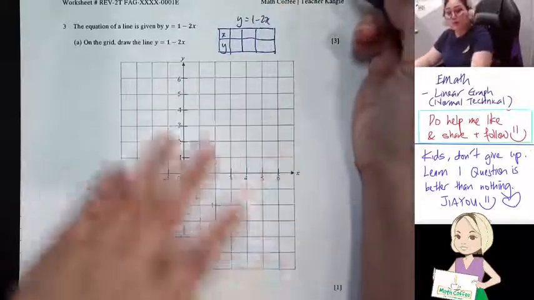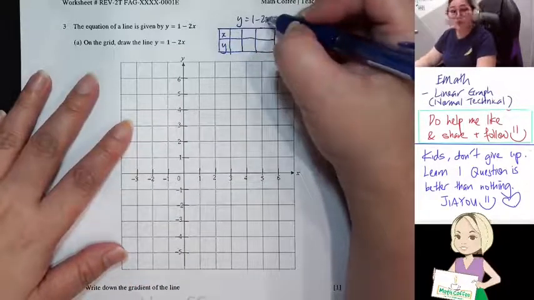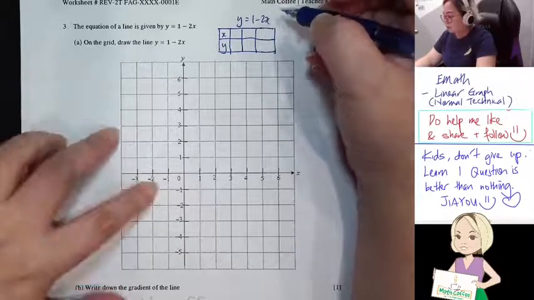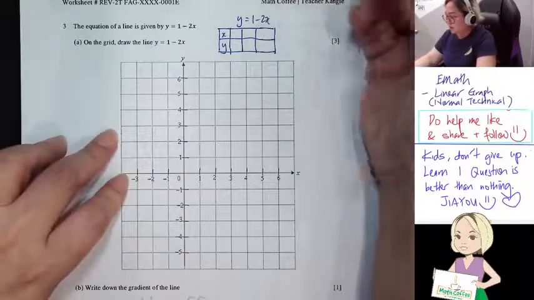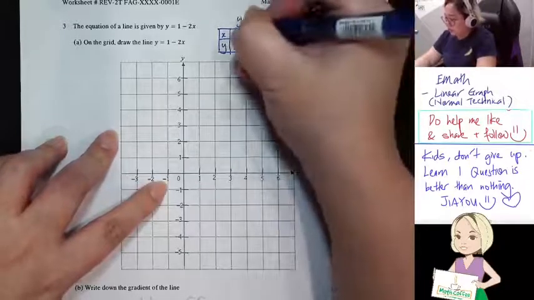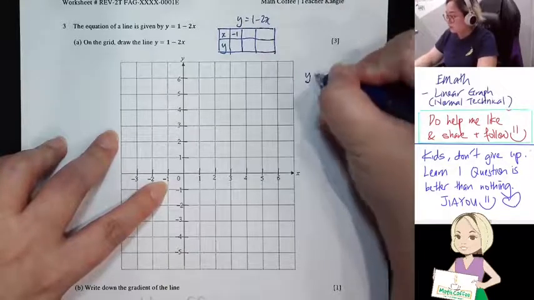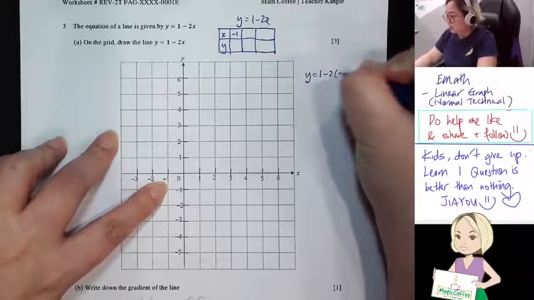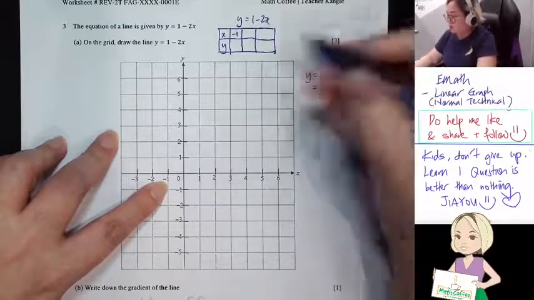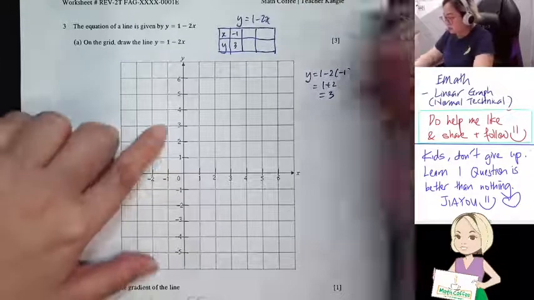You can decide whatever x you want to put, as long as you put the x into the equation to find the corresponding y. So let's say I'm going to put negative 1. Let me show you the working here. y equals 1 minus 2 times negative 1. So it's actually 1 plus 2, so it's 3. So this one is 3. So I have negative 1 and 3, one point.